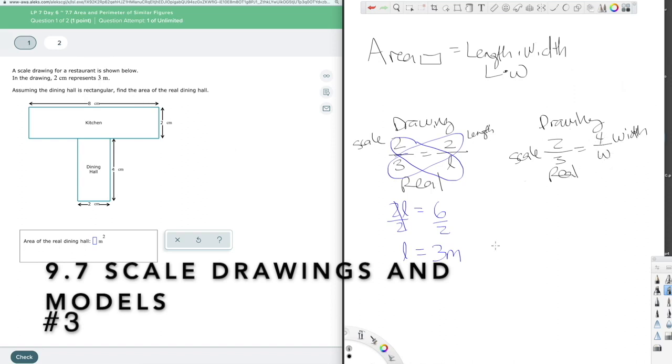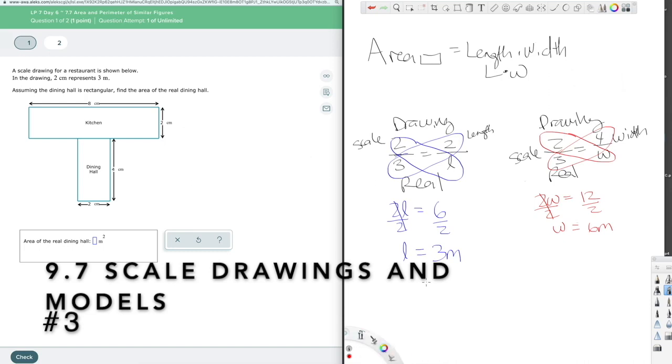All right, so now we'll cross multiply. 2 times W is 2W. 3 times 4 is 12. I'm going to divide by 2, divide by 2. W equals 6. And it's going to be 6 meters, not 6 centimeters anymore. We needed to know this. Neither one of these are the answer, though. We need them to complete the answer.